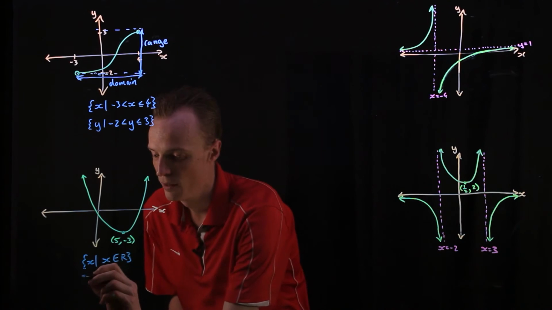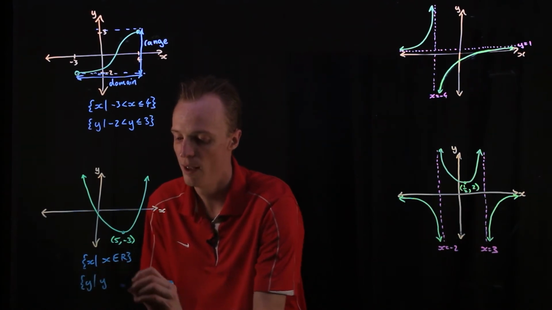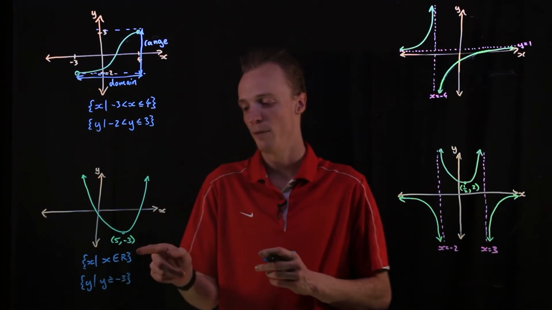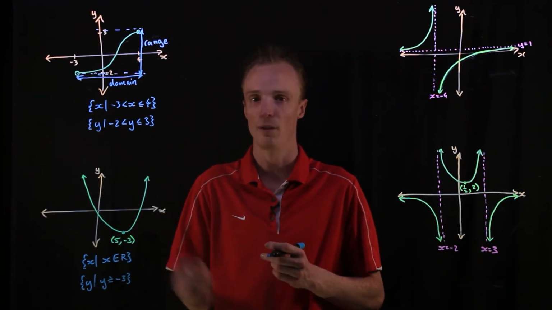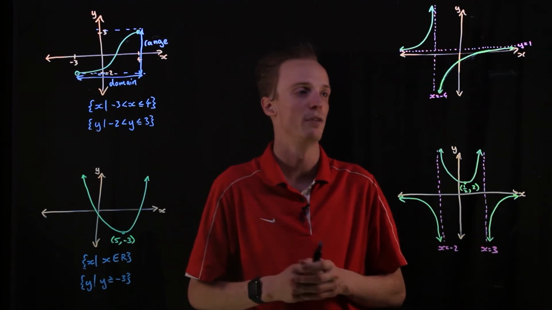So to do that, start with the curly brackets again. And our y has to be equal to or greater than that -3. And now we have the domain and the range of this graph. So now let's have a look at what happens when we start dealing with some rational functions.